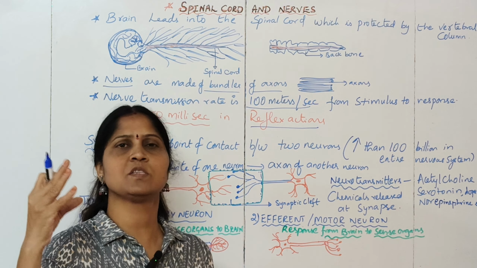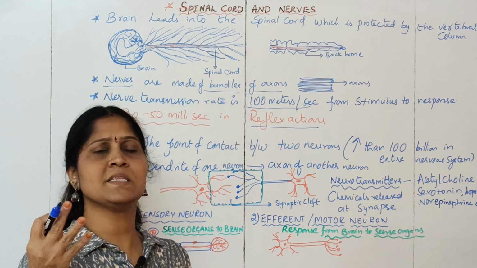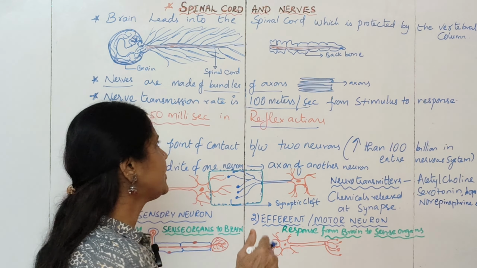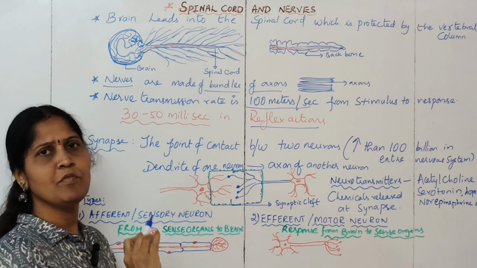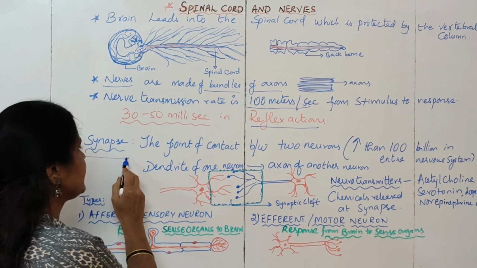You can sense it because of the brain, but the response of taking your hand out will happen in milliseconds, and that will happen with the help of the spinal cord. Okay, so there the rate of transmission is 30 to 50 milliseconds. Then next coming to the concept of what is called the synapse.